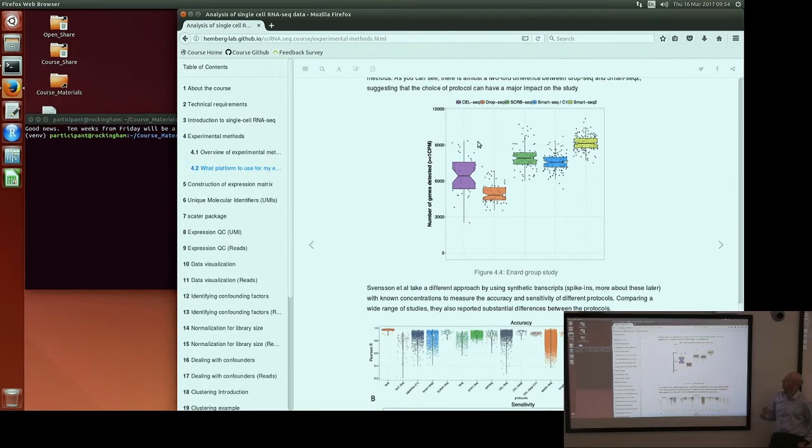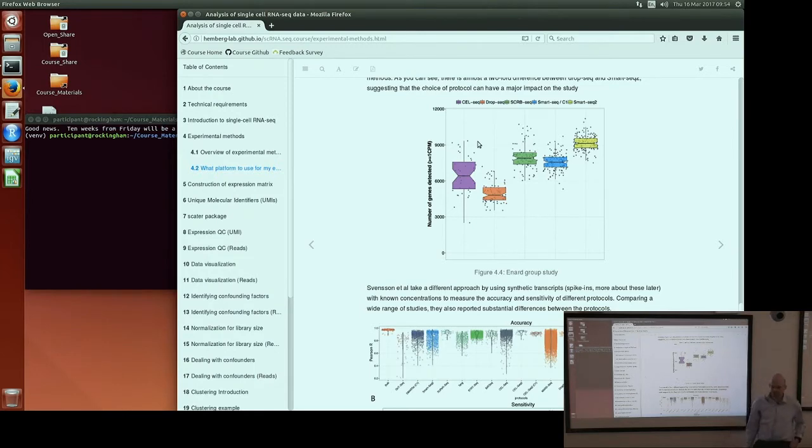So if your goal is to comprehensively find out how many genes are expressed, this might actually be a better bet. Now, of course, there are other aspects that you would like to consider as well, including the cost. So this is a very useful and important study to take a look at if you're trying to work out which is going to be the best method for you.